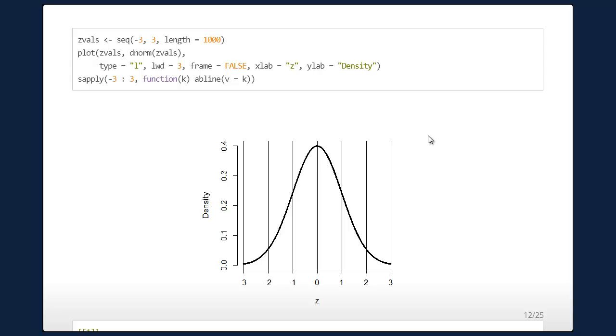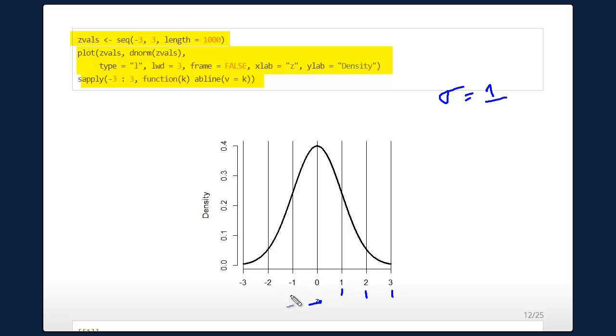Okay, let's go through some calculations. So here are my Z values. I'm going to plot them from -3 to 3, and take my Z values and plot the normal density at those values. I'm going to put some lines on it to talk about. Remember that for the standard normal density, sigma equals 1. And so the units we can attribute to the Z random variables are standard deviations. So 1 unit on a Z random variable is 1 standard deviation from the mean. 2 is 2 standard deviations from the mean. 3 is 3 standard deviations from the mean. -1 is 1 standard deviation below the mean. -2 is 2 standard deviations below the mean, and so on.